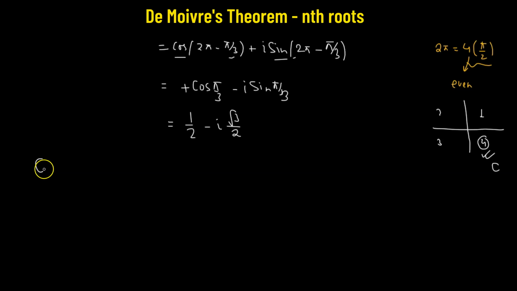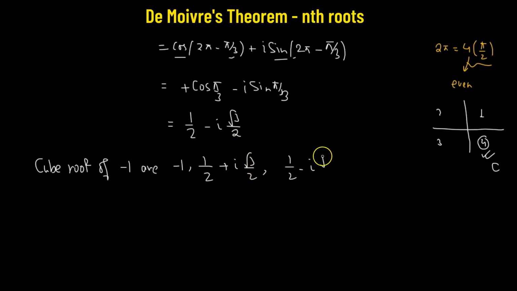We have successfully obtained the 3 cube roots of -1. So -1 was one of the values, then we had half plus iota times square root of 3 over 2, and the other one is half minus iota times square root of 3 over 2. So this is how, using de Moivre's theorem, we can easily find out the cube root, or any roots, of any given complex number.